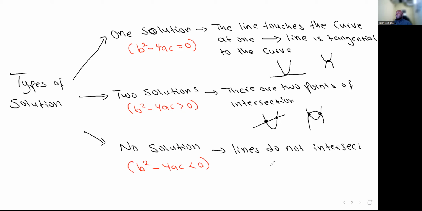So when you sketch it, you can have this and this, or you have a curve here and another curve here. They don't intersect, so there's no solution for both of them. So these are the types of solution you can get.